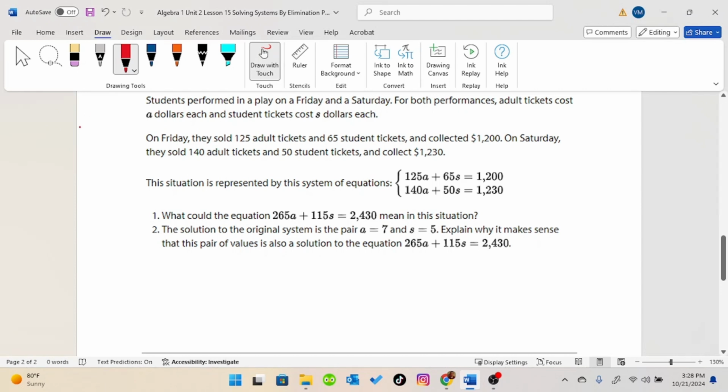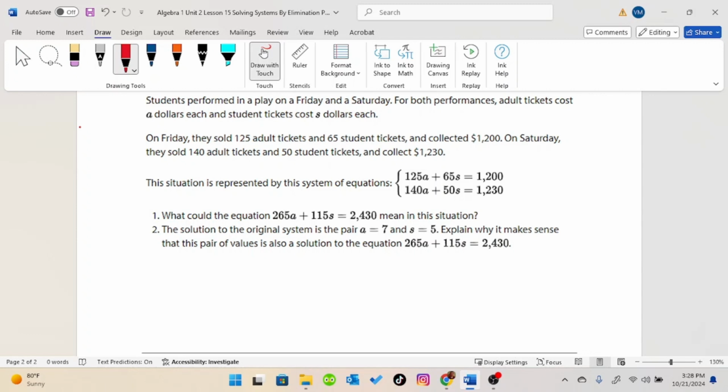Page 2. Students performed in a play on a Friday and a Saturday. For both performances, adult tickets cost $A each, and student tickets cost $S each. On Friday, they sold 125 adult tickets and 65 student tickets and collected $1,200. On Saturday, they sold 140 adult tickets and 50 student tickets and collected $1,230. This situation is represented by this system of equations.